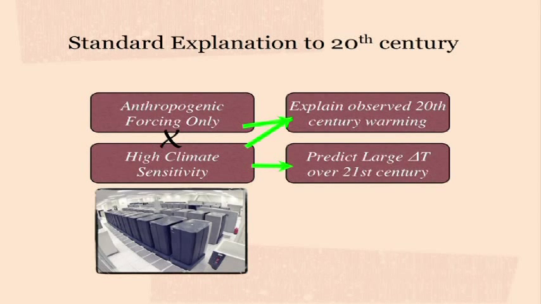Okay, so let me start to wrap up. The standard picture is the following. We have the anthropogenic forcing as the main driver over the 20th century. Because we know that the temperature increased by about 0.8 degrees over the 20th century, we need a relatively high climate sensitivity to explain this increase. But a high climate sensitivity will also tell you that the temperature increase over the 21st century should be high as well. Now, what is the evidence supporting the high climate sensitivity?